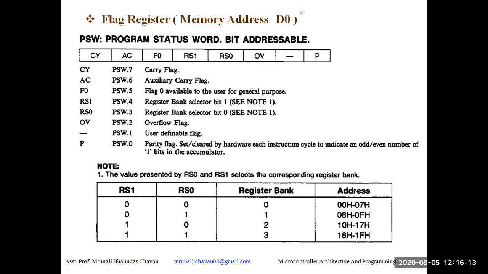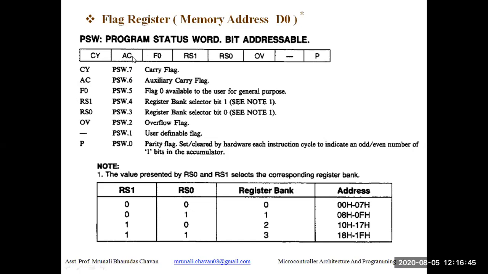It is called as carry flag, and carry flag sets in the arithmetic operations if we are doing addition or subtraction of two 8-bit numbers. Then if there is a carry generated from D7 out, or that is from MSB, then this carry flag will set. Otherwise, it will be reset to 0.